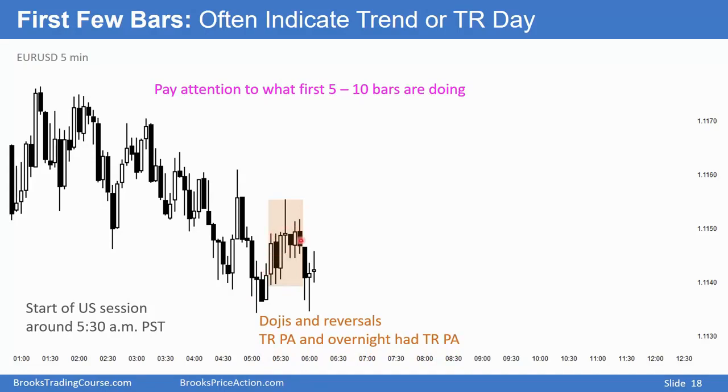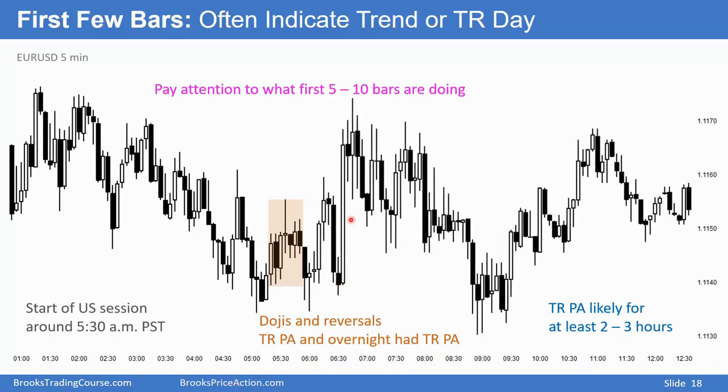Trading range price action on the open, and even though overnight it sold off, the sell-off had a lot of trading range price action, meaning that this bear channel probably is soon going to evolve into a trading range. The odds are the market's going to have trading range price action for at least an hour or 2 or 3 on the open today.